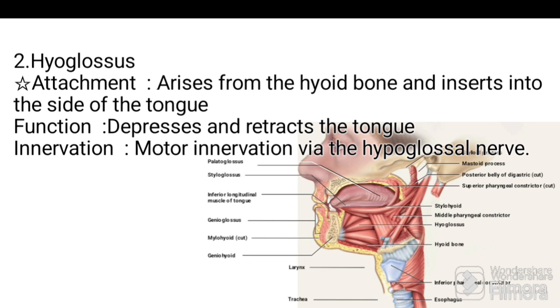The second one is hyoglossus. Attachment: it arises from the hyoid bone and inserts into the side of the tongue. Its function: depresses and retracts the tongue. It is innervated by motor innervation via the hypoglossal nerve.